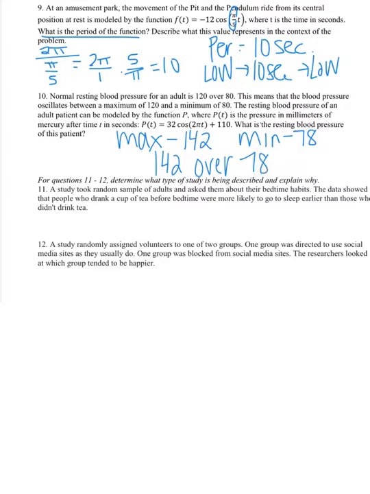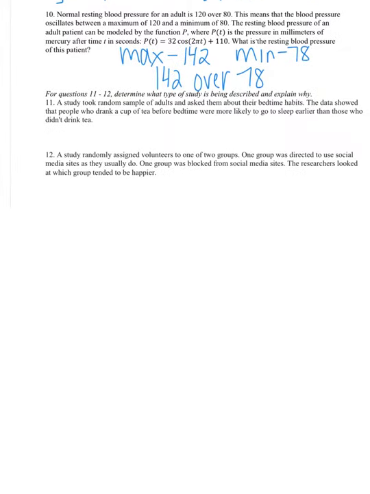For numbers 11 and 12, determine what type of study is being described and explain why. So for number 11, you have a random sample of adults, and you ask them for their bedtime habits. So you are asking people about their bedtime habits. That's pretty much all that you are doing. So this is an observational study. This is observational because you have no influence on the results. You are not influencing the results at all. You are merely collecting data. You are not trying to change that data in any type of way.